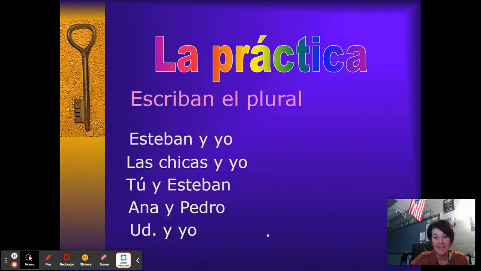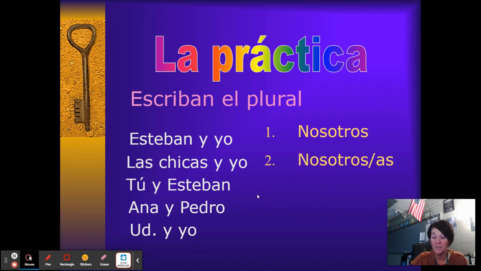So here they're asking you to write the plural. So if it's Esteban and yo, remember if it has yo, what did we remember that we'll always use? Nosotros, yes. Las chicas y yo, again, it has yo. So it could be nosotros, could be nosotras. It depends on if the yo is feminine or masculine. Tú y Esteban. Anytime we use tú, remember what we use. Ustedes. And the abbreviation for ustedes is UDS period.